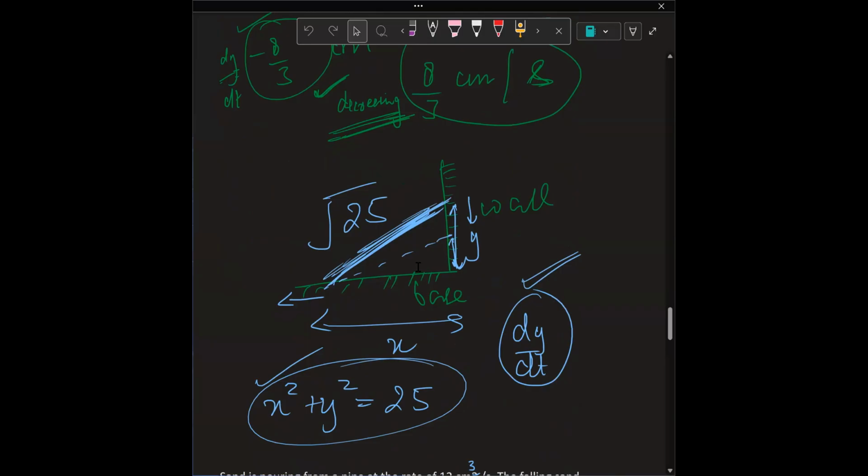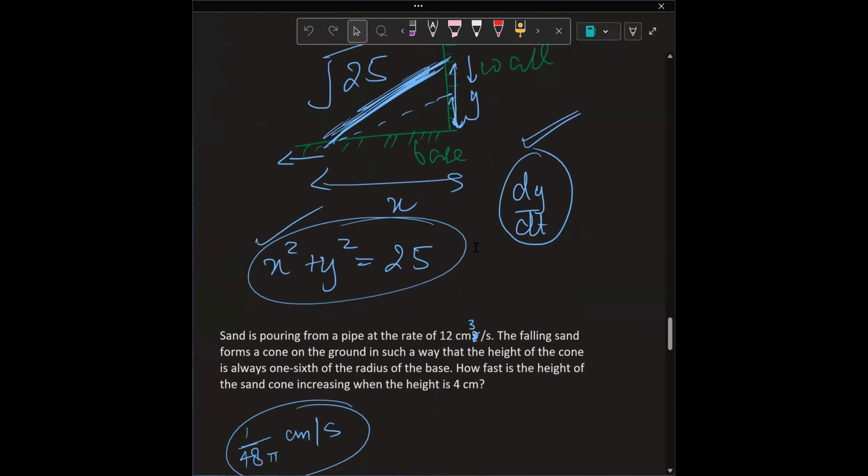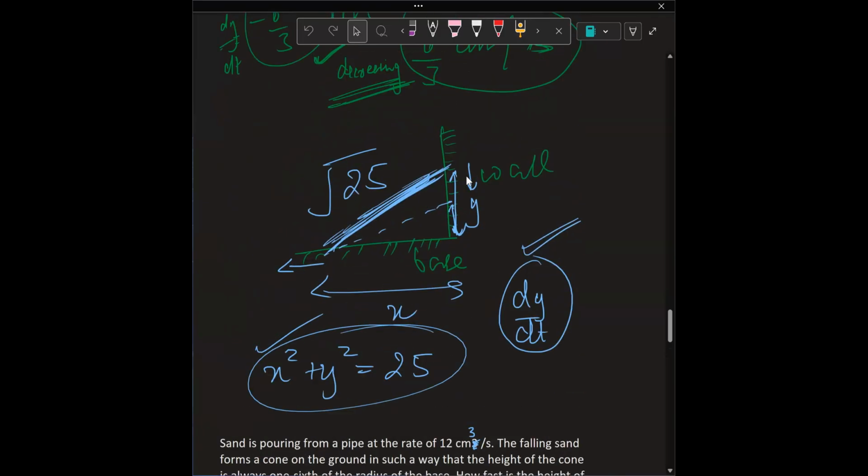Just one main thing you have to keep in mind here: you have to use the Pythagoras theorem. How is your question going to start? You have to start the question with Pythagoras. See, if this is your y and this is your x, then this is x square plus y square equals 25.